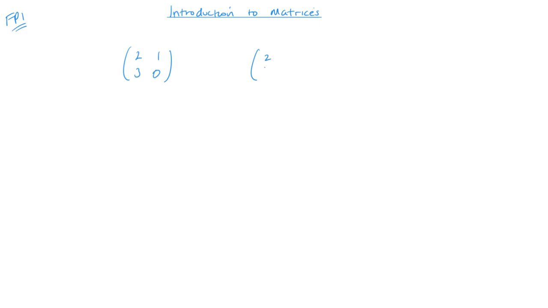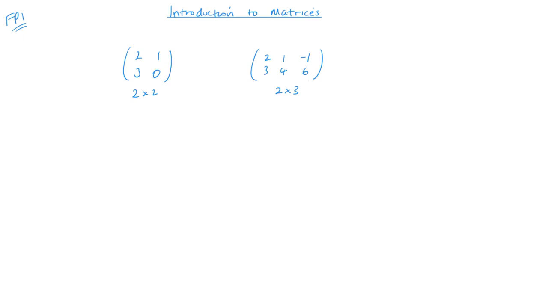And then let's go to this one. So this is a 2 by 2 matrice. This is a 2 by 3 matrice. We generally refer to it as the number of rows times the number of columns, so the number of rows, 2, and the number of columns, 3.